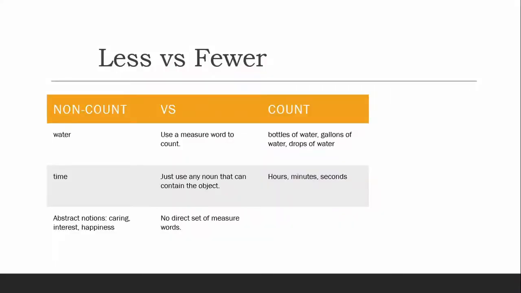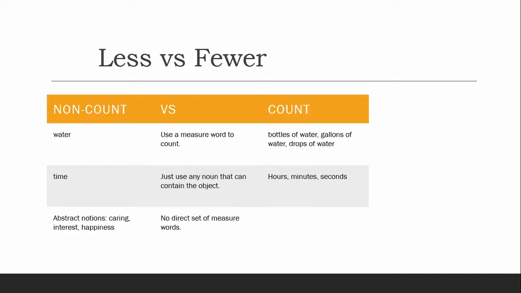So the grammar detail of this video is less versus fewer. This is really the difference between non-count and count words, as far as when you're going to use it. A lot of people generally use the word less in most situations, and they're not using the word fewer when it should be used.